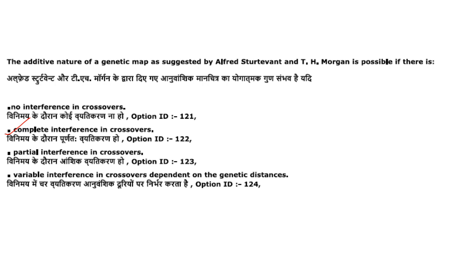Then next one. The additive nature of the genetic map, as suggested by Alfred Sturtevant and T.H. Morgan, is possible if there is complete interference in crossovers. So the answer is option 2.